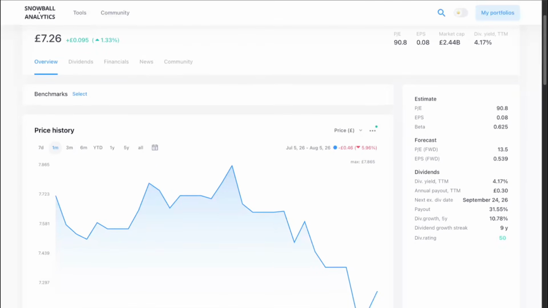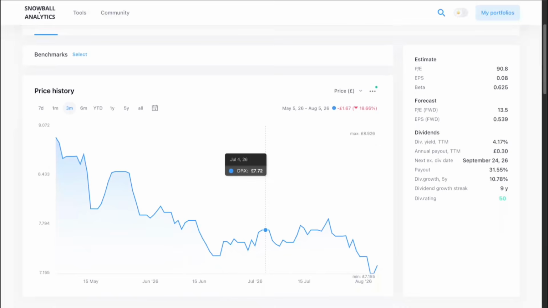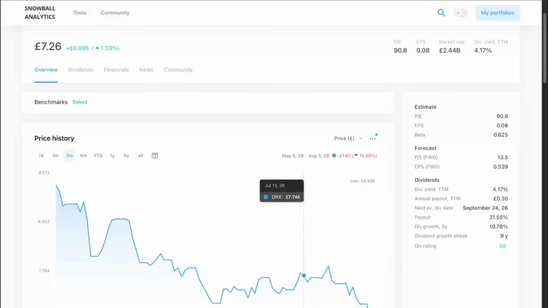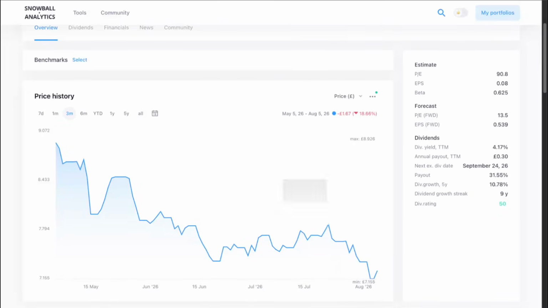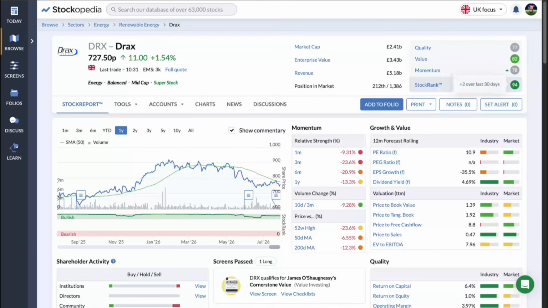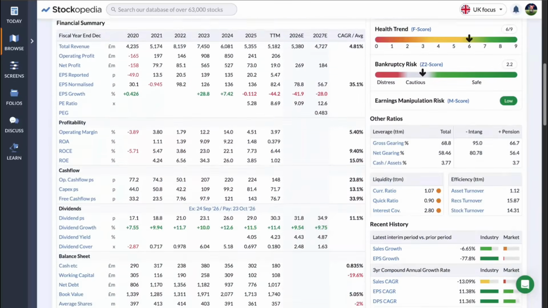The next position that I'm going to be adding to is my Drax Group position, as they're down around about 6% over the past month, and if we zoom out and look over the last 3 months, we can see that it's now down over 18%. They now have a starting dividend yield of 4.17% with a fantastic 5-year growth rate at over 10% and a 9-year dividend growth streak. They still have a fantastic overall stock rank score of 94.